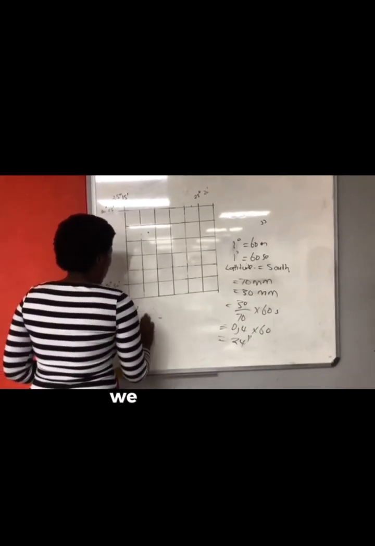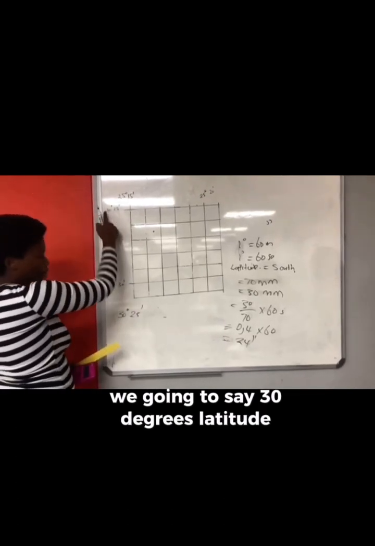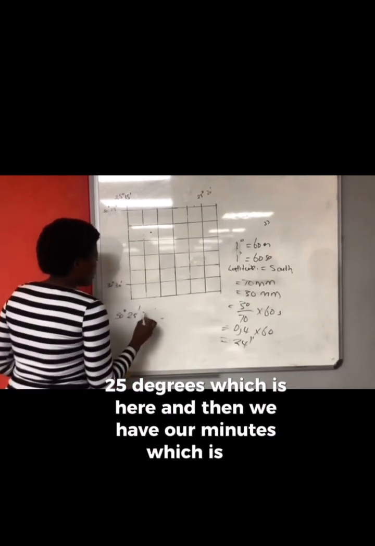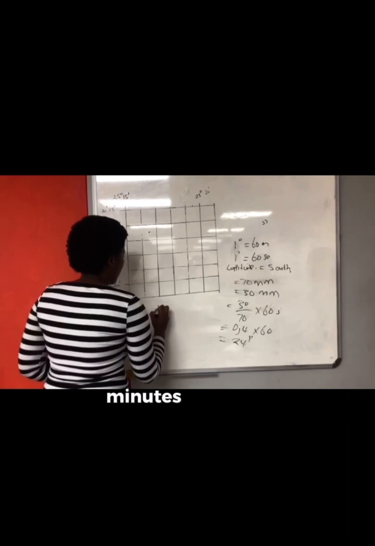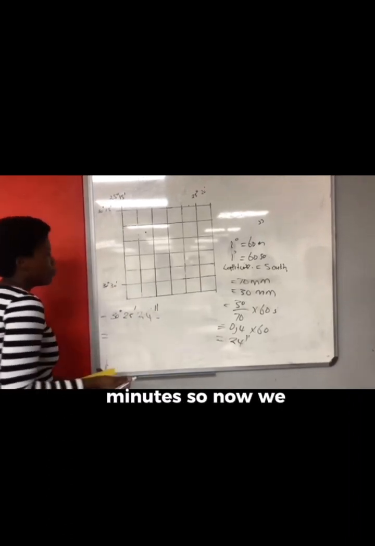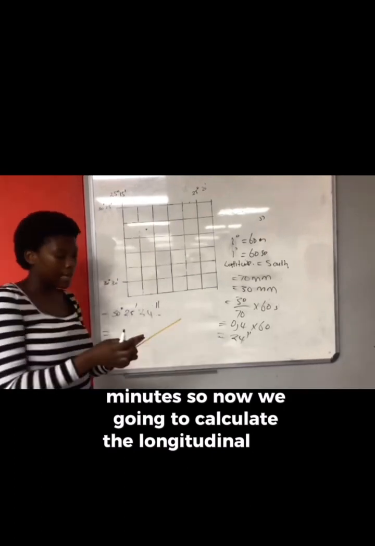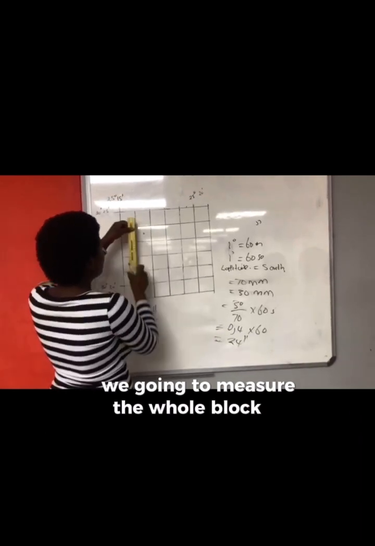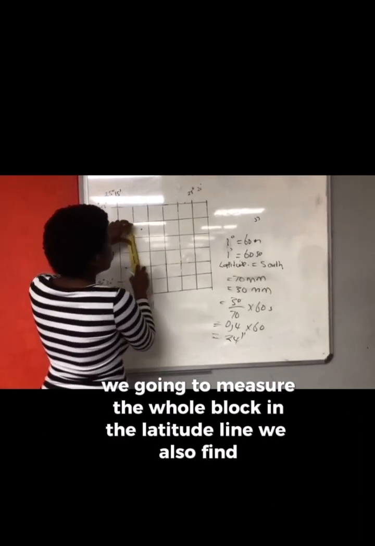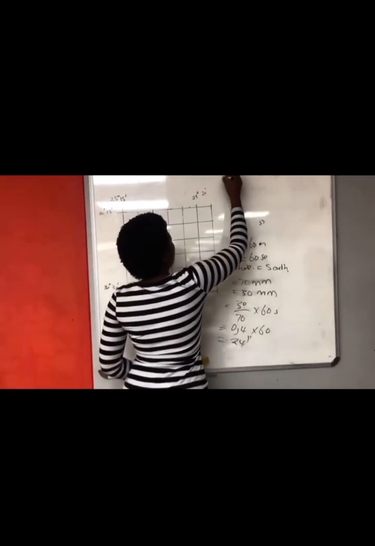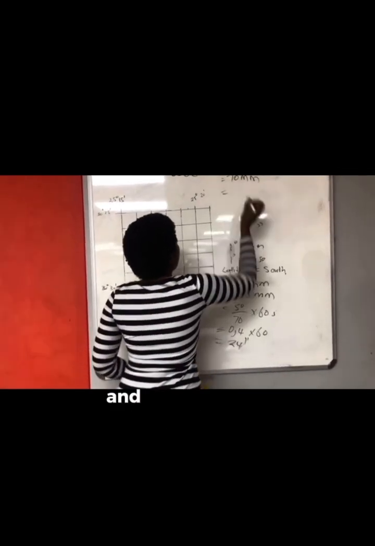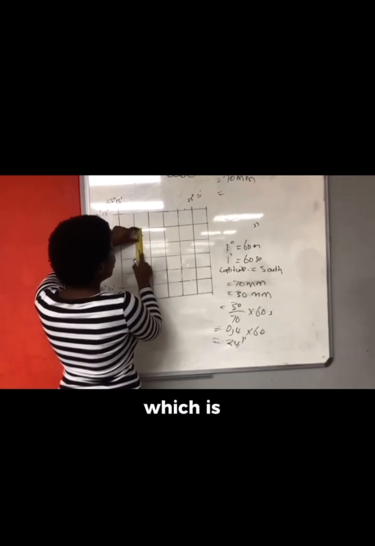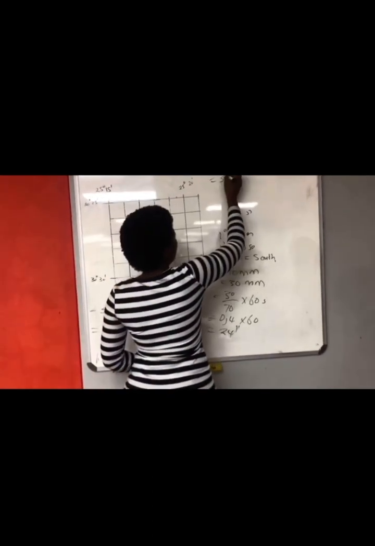So we're going to say 30 degrees latitude, which is here, 25 minutes, which is here, and then we have our seconds, which is 24 seconds. Now we're going to calculate the longitudinal part. We're going to do the same thing. We measure the whole block and we also find 70 millimeters, and then we measure from the north to the point, which is 35 millimeters.